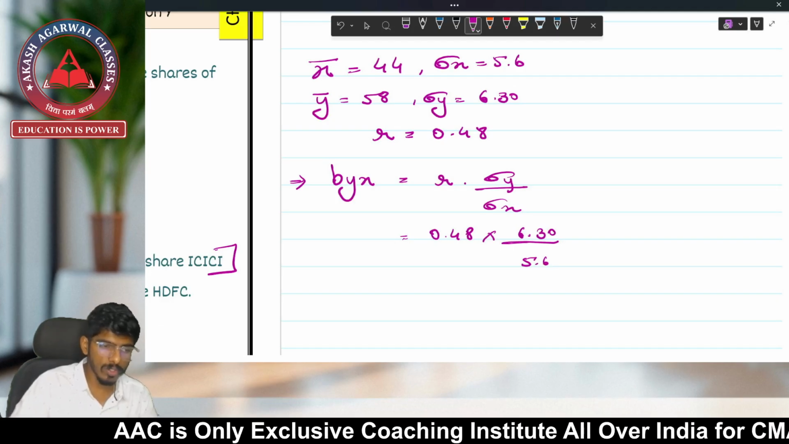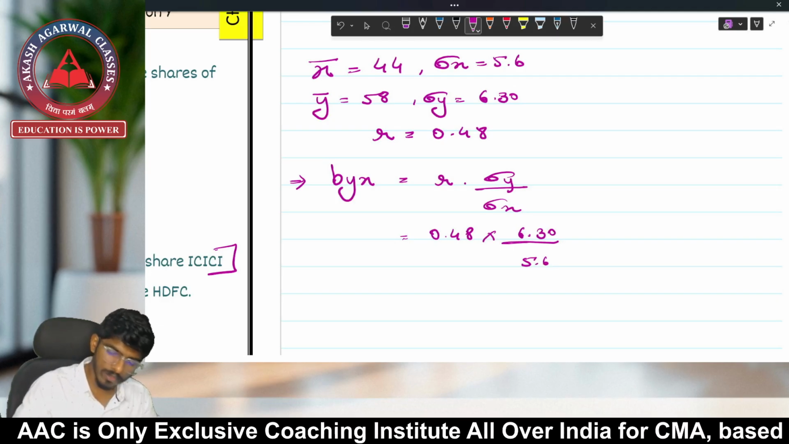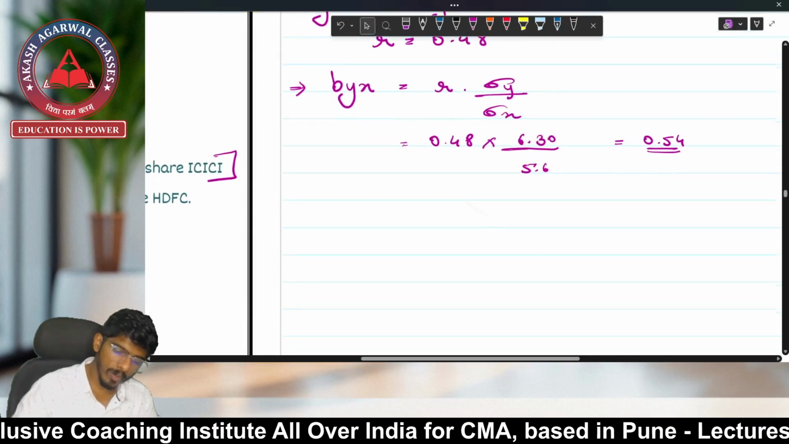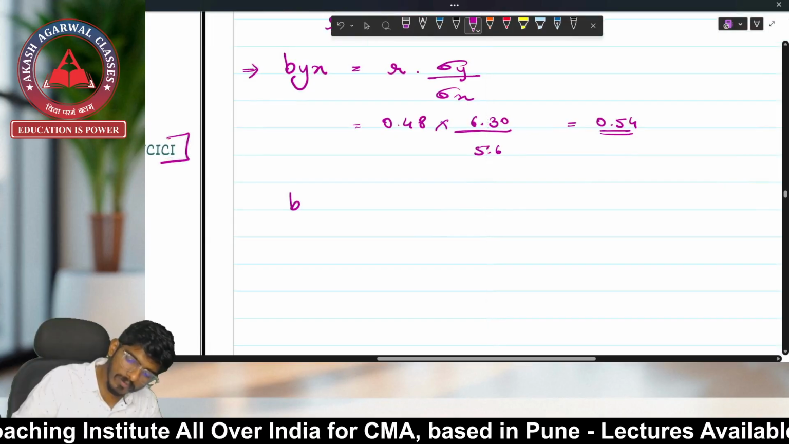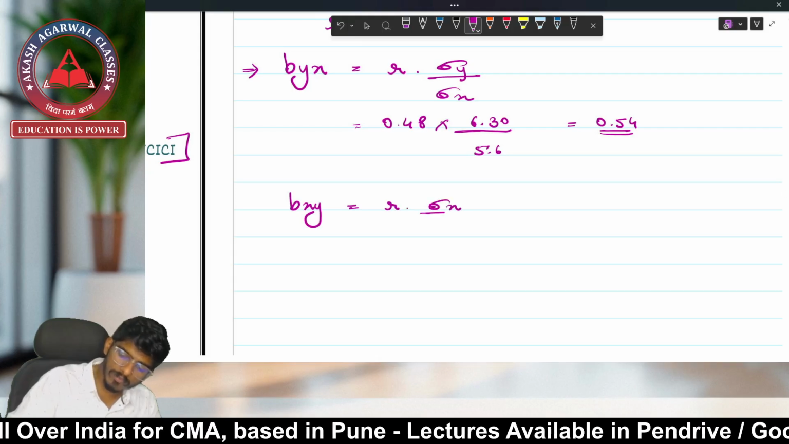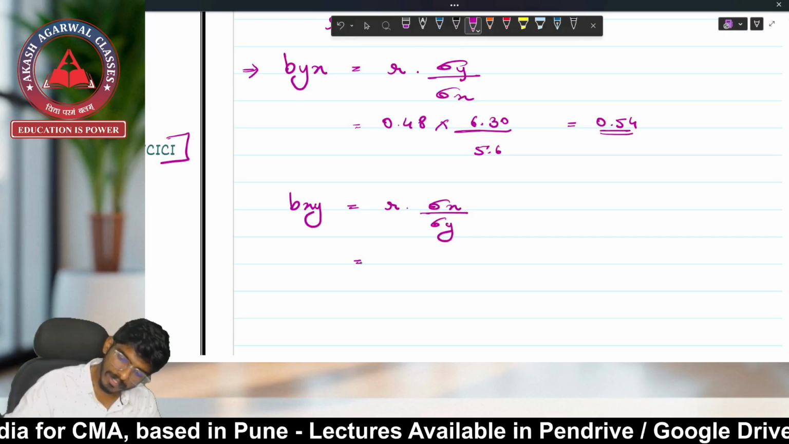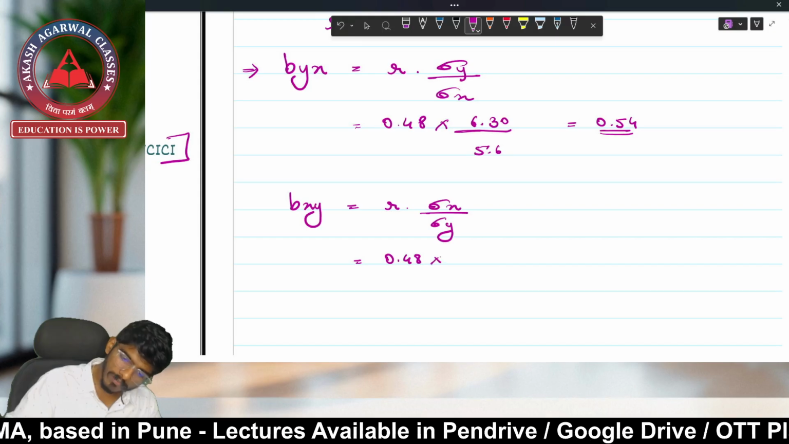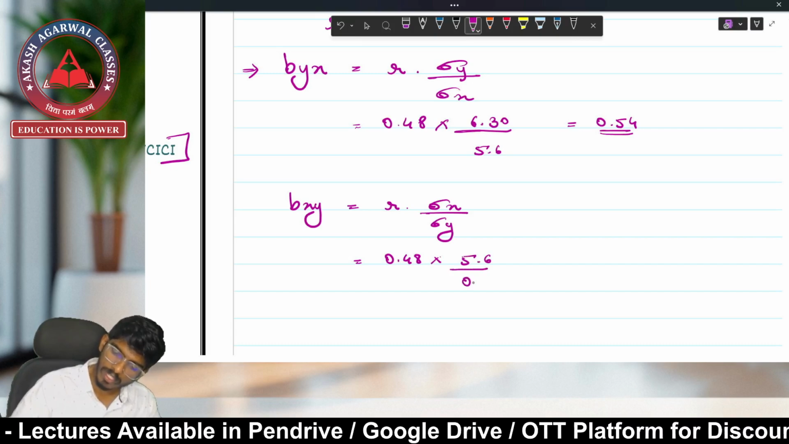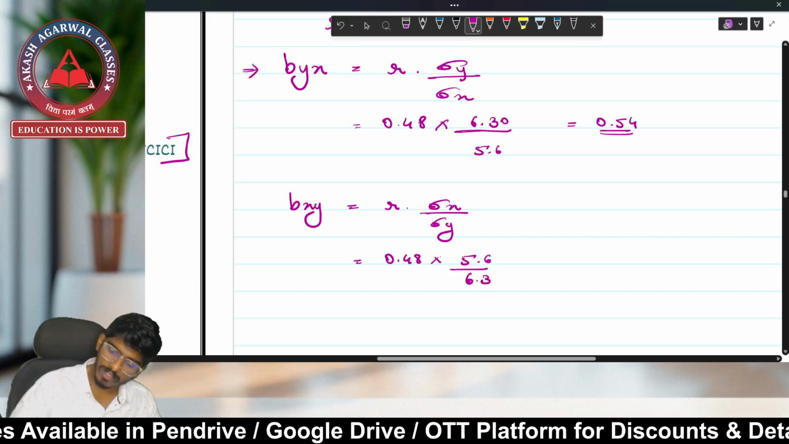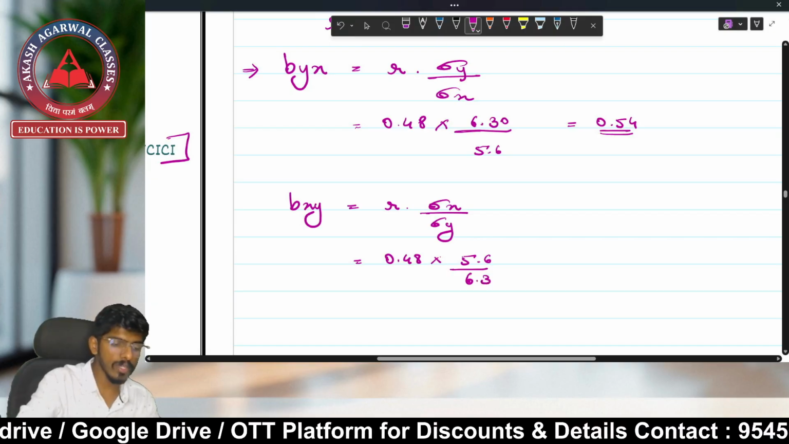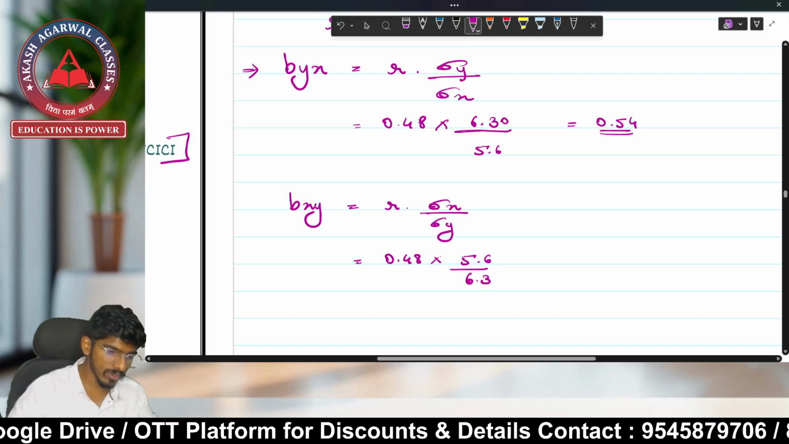This is going to be 0.54. Now when I am solving for BXY, my BXY is going to be R into standard deviation of X upon standard deviation of Y. 0.48 again, standard deviation of X is 5.6 and standard deviation of Y is 6.3. So 5.6 divided by 6.3 into 0.48 is going to be 0.4266.